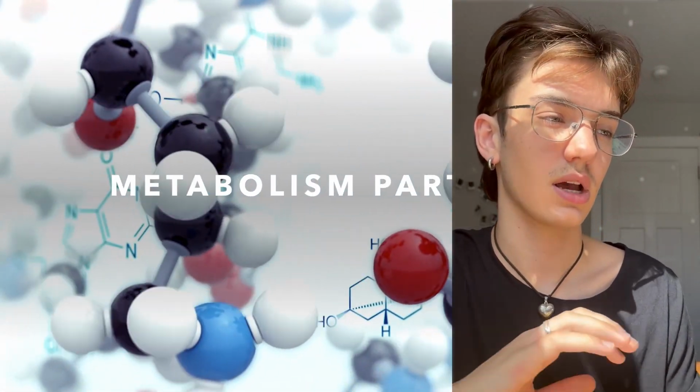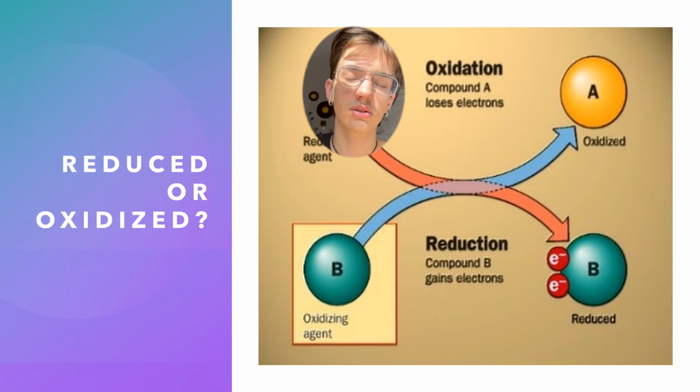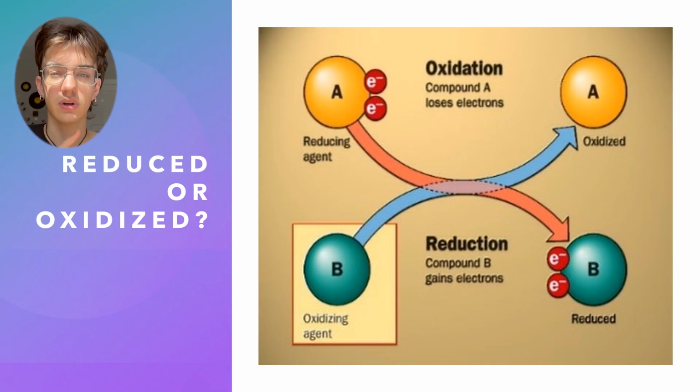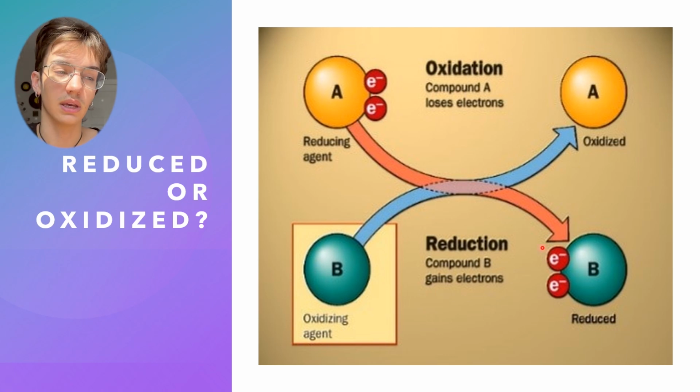Today we're going to be talking about redox reactions, or electron transfer reactions. Redox reactions are reactions that transfer electrons from one molecule to a different molecule. This is shown by this diagram here of molecule A, which has electrons to start with and ends without electrons, therefore making it oxidized, and molecule B, which starts without electrons and gains electrons for this reaction, making it reduced.